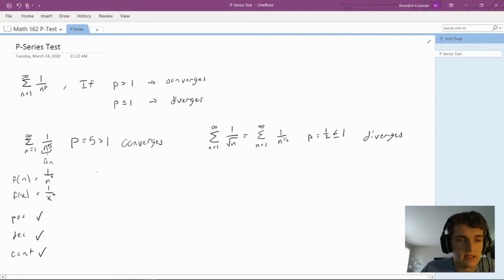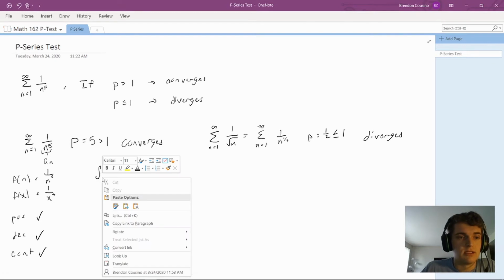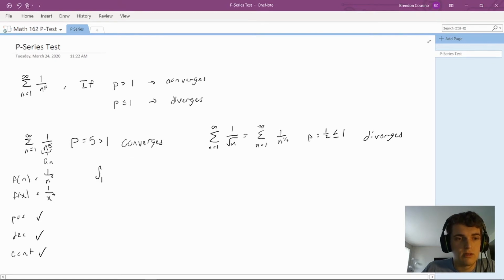So the integral test says that we can write this out as an improper integral. So this needs to be the integral from 1 to infinity of our function, which is 1 over x to the fifth dx. So this is our improper integral that we want to see if it converges or diverges. So we can rewrite this out with a limit as t approaches infinity. And if you haven't already checked out the integral test videos, I recommend going through and checking those out before checking out this kind of proof for the p-series.